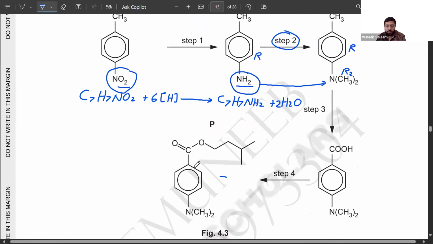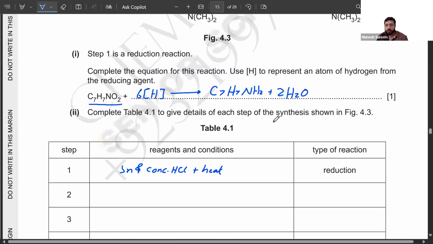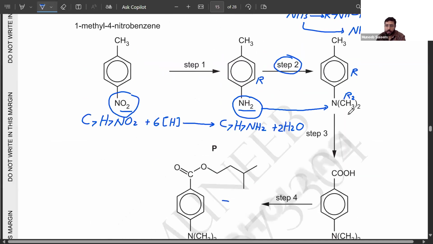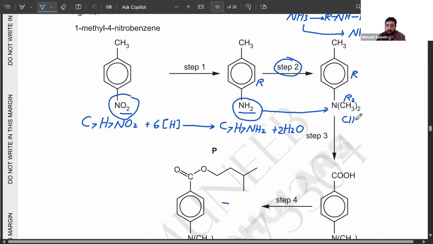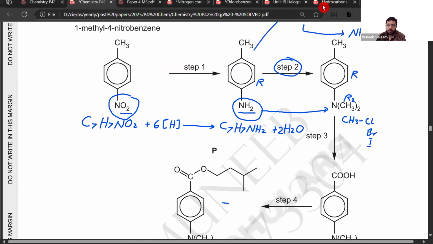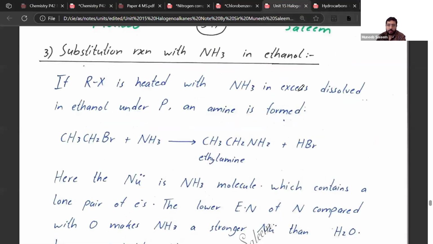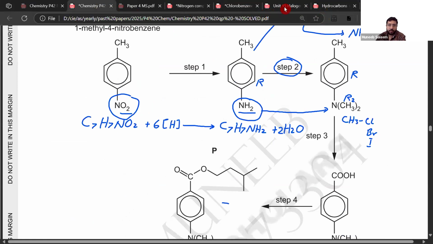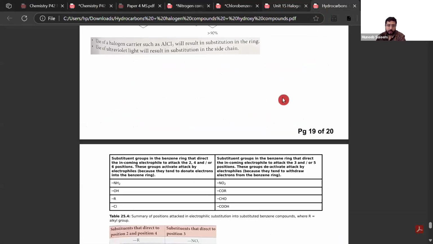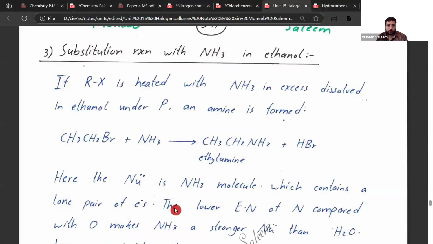So here, which kind of halogen alkane compound is required? It must have the CH3 group, and that must be bonded with any of the halogen elements. It can be chloride, it can be bromide, it could be iodide. And these reactions are being carried out in the presence of ethanol, which you can see here, where this reaction was carried out in ethanol. So you have to write the ethanol as well. And the reaction type is the nucleophilic substitution reaction. This is a part of the nucleophilic substitution reaction.